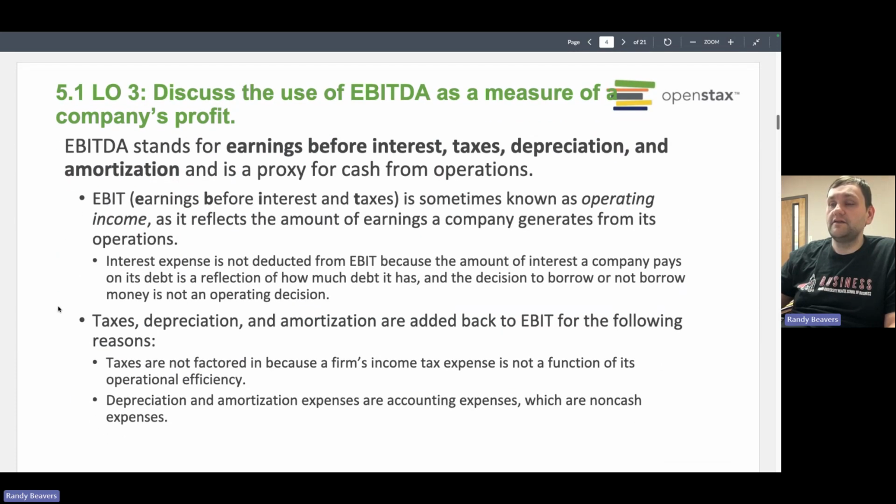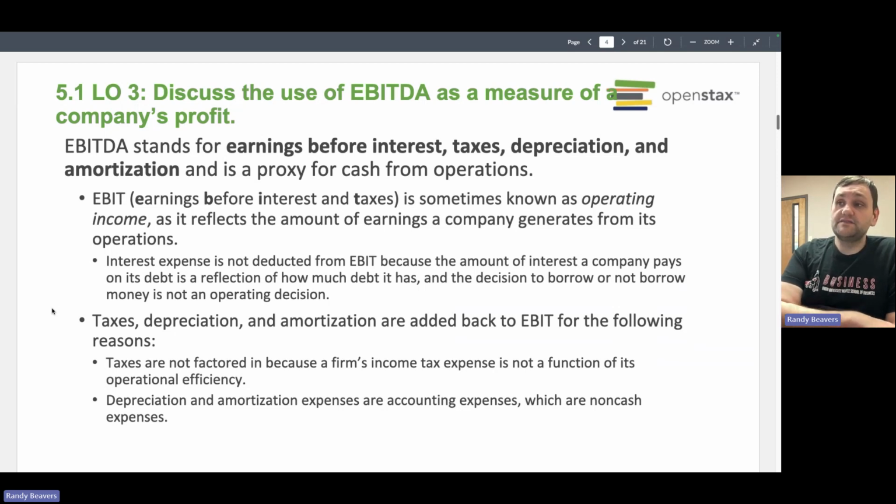A couple other things here. EBITDA, that's going to be earnings before interest, taxes, depreciation, amortization. It is a proxy for cash from operations. Now, EBIT is also sometimes known as operating income, okay? And it tells you the amount of earnings that a company is generating from its operations.